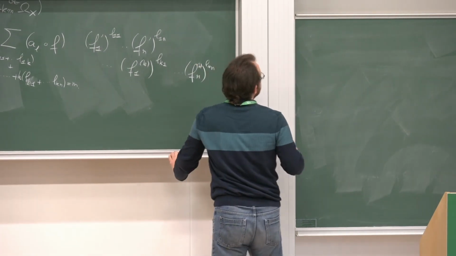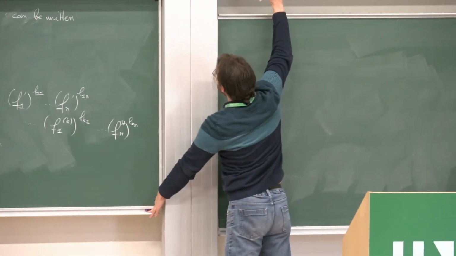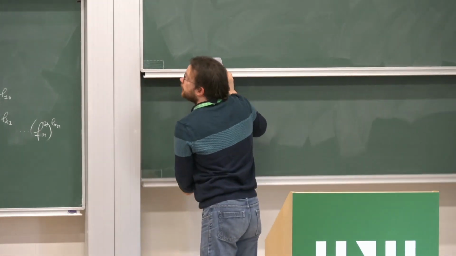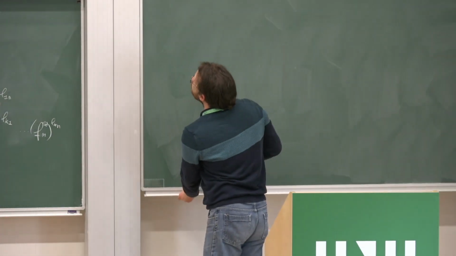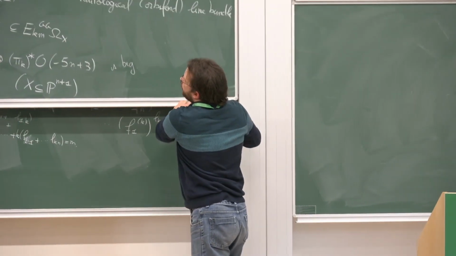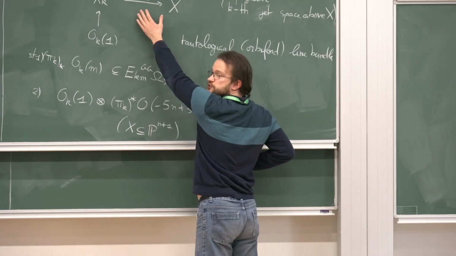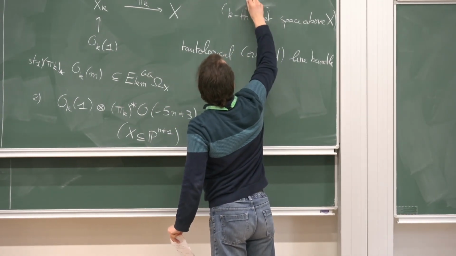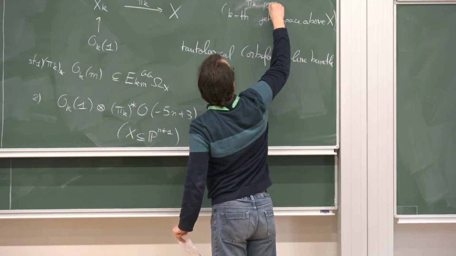Okay, maybe just right here. Sorry. What did you mean by a projective kth jet space? Okay. So I mean that at least I want to have a projective morphism. So I'm going to write that here. My X_k is projective.